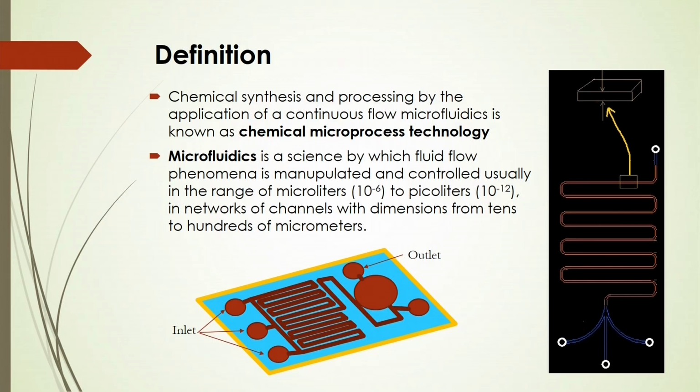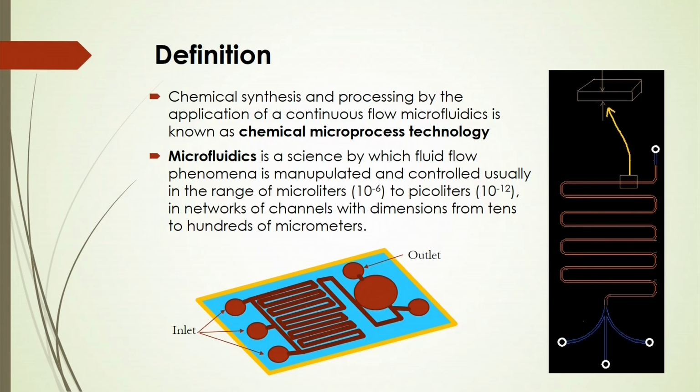If we talk about microprocess technology, you will see that there are certain processes in chemical engineering, like adsorption, absorption, even reaction systems, that are done in a continuous flow system, where the flow is controlled in such a way that it flows through a micron size conduit, where we get some special advantages whenever the flow passes through that micron size conduit.